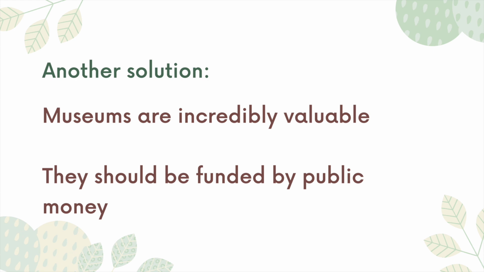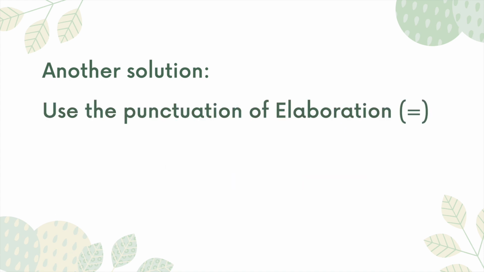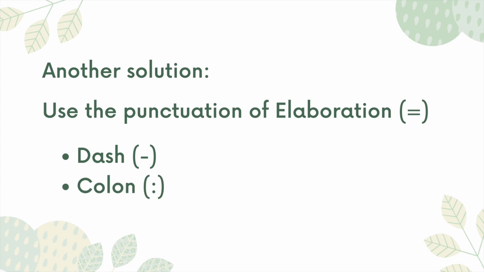In the chosen example, since the idea in the second clause elaborates the idea in the first clause, we can use the punctuation of elaboration. There are 3 punctuation symbols we could use: the dash, the colon, and the semicolon. Let's go ahead and correct the error using these 3 punctuation marks.